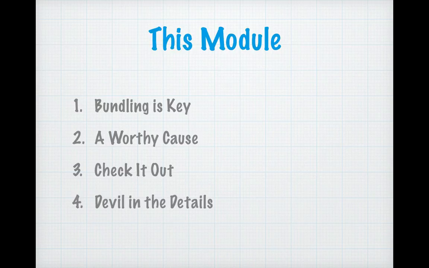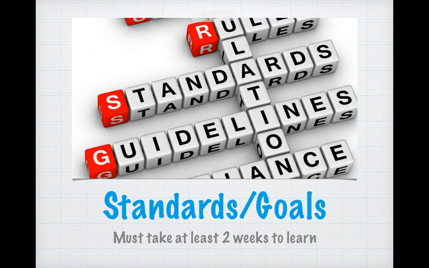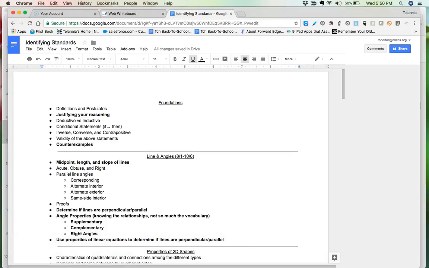So let's break it into step by step. What I mean by bundling is key is that you've got to identify your learning goals. Don't just look at your standards alone, but look at your own personal guidelines or rules, or what you want kids to accomplish. Don't just stop at the standards. Look at what you really want to accomplish and what will take at least 2 weeks to learn. Let me show you a document by which I approach this.